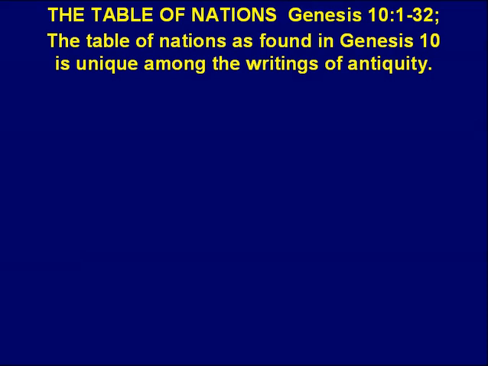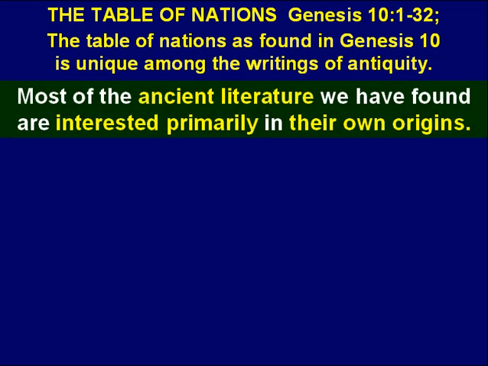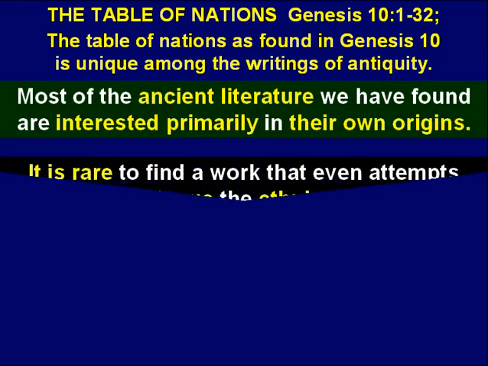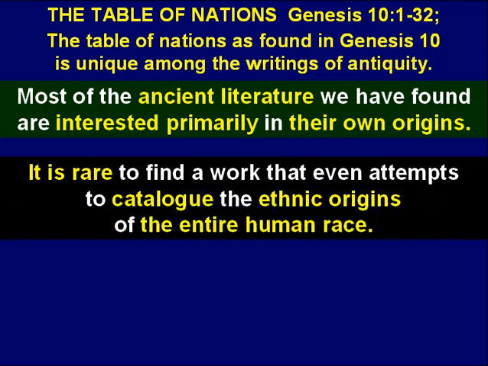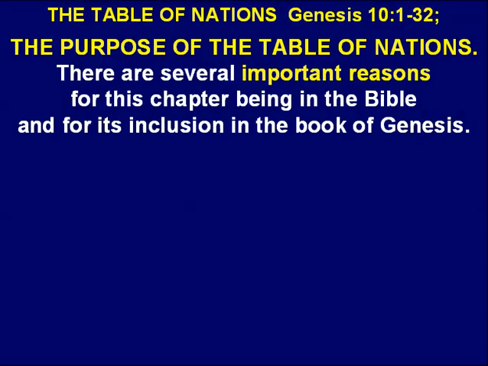The table of nations, as found in Genesis 10, is unique among the writings of antiquity. Most of the ancient literature we have found is interested primarily in its own origins. It's rare to find a work that even attempts to catalogue the ethnic origins of the entire human race.